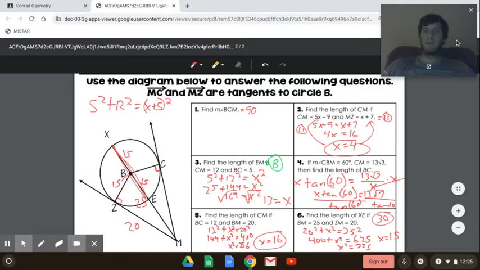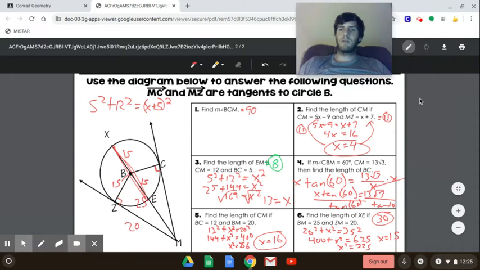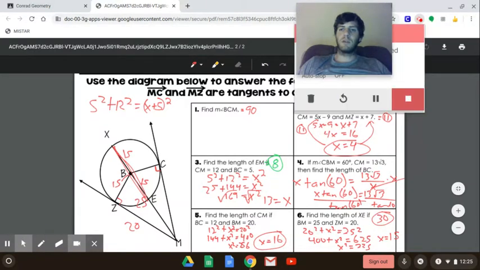Okay, so those are the notes, and we'll also do a walkthrough going through the tangent assignment. Those are the notes, just two theorems and then some practice problems showing you how to use them.